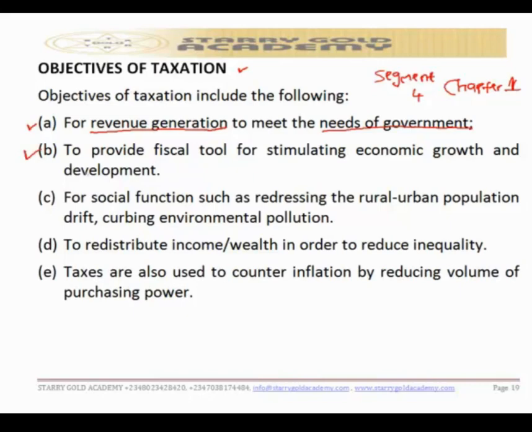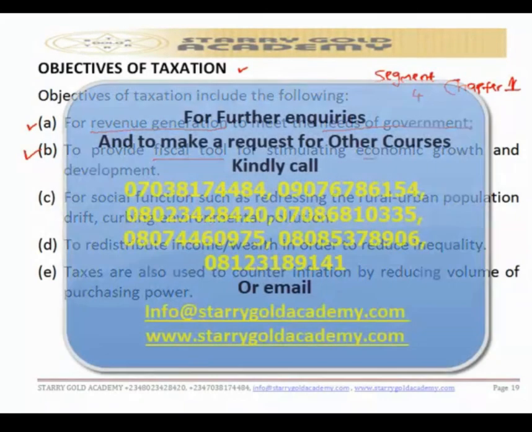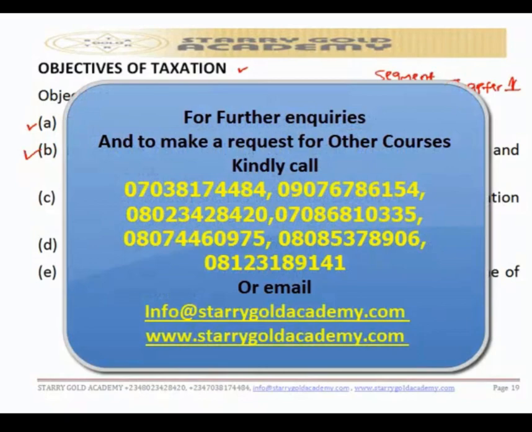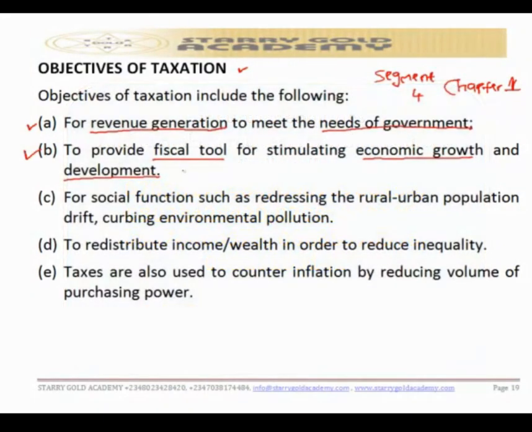The second objective is to provide a fiscal tool for stimulating economic growth and development. So taxation provides a fiscal tool for stimulating economic growth and development of a nation. Please take note of that. So that's the second objective.